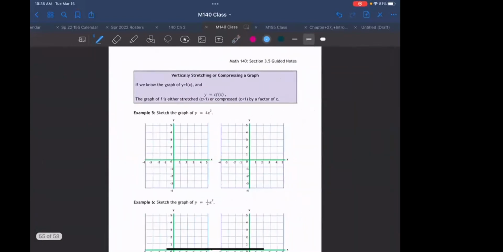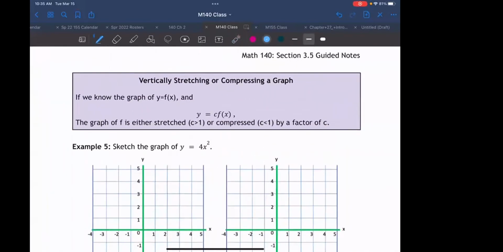Awesome. Let's do our last topic for today. We're going to start talking about these vertical stretches and compressions. So far, we dealt with addition and subtraction a lot, right? We've added and subtracted things to x. We've added and subtracted things to functions. Now we're going to start talking about what happens when we see multiplication going on, right?